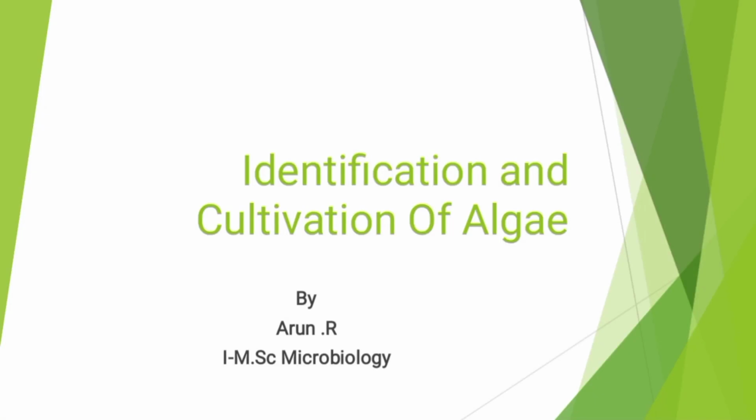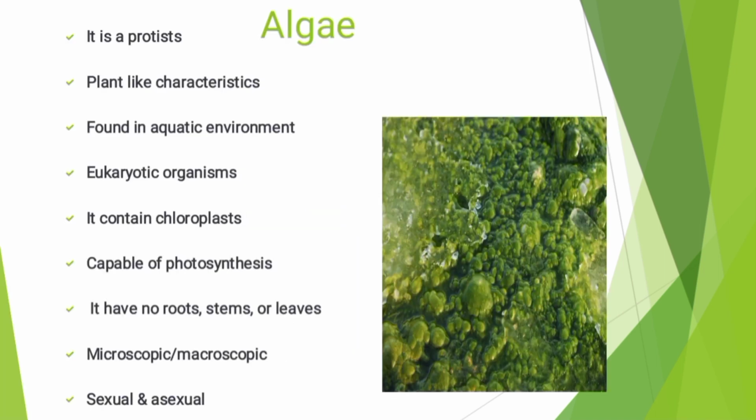In this video we are going to discuss the identification and cultivation of algae. First, let's look at algae. It is a protist with plant-like characteristics. It is found in aquatic environments. It is a eukaryotic organism. It contains chloroplast.